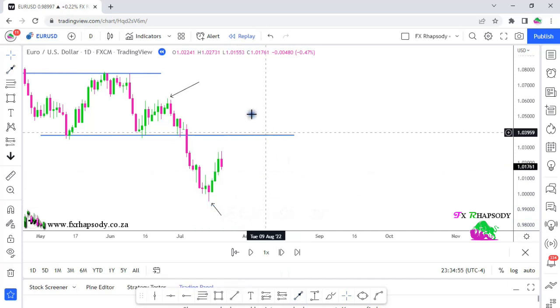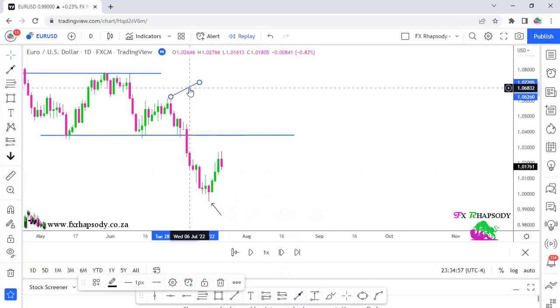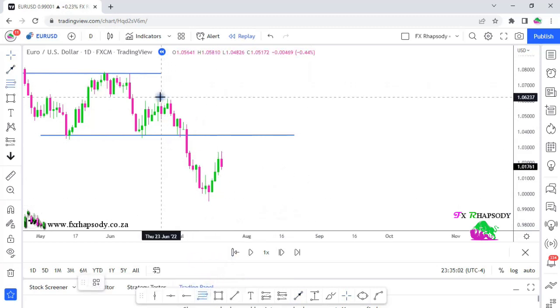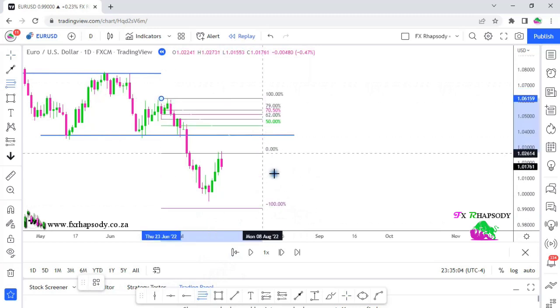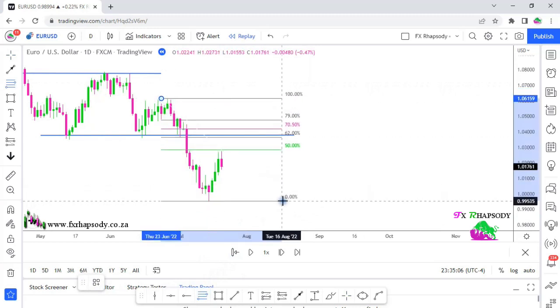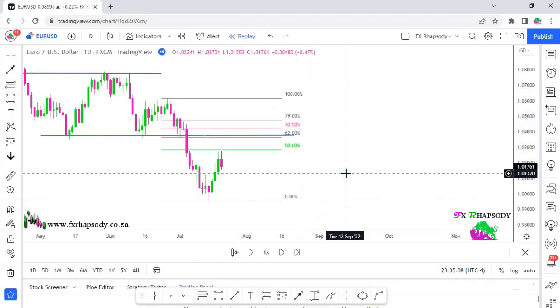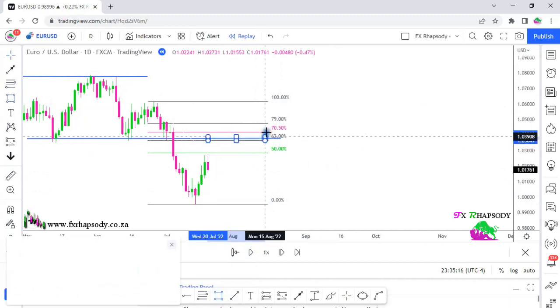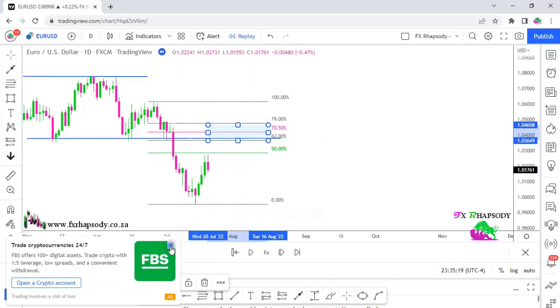So you have a swing high, you have a swing low. Fibonacci from that swing high to the swing low. Okay. That's it. That's the area. So where do you want price to retrace to? You want price to retrace to the 62% to the 79%. Okay, that's the area you want price to retrace to.